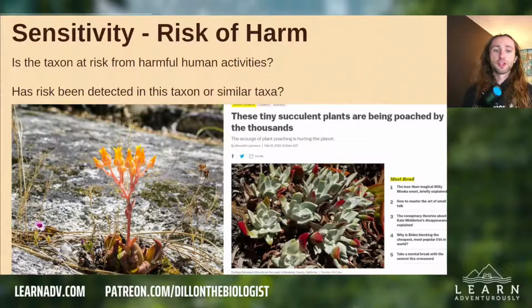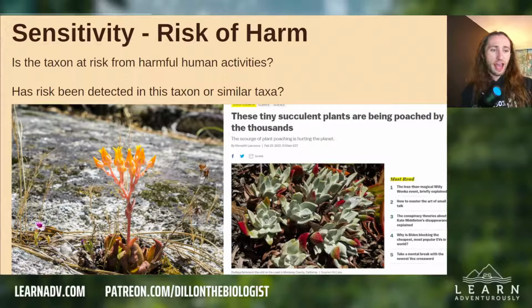The first one is risk of harm. So really, these questions are directly pulled from that GBIF document. So is the taxon at risk from harmful human activities, and has risk been detected in this taxon or similar taxa? So the example I'm using here is Dudleya. These are highly poached through California, and of course, we have a risk of a harmful human activity. Poaching, right? We're taking them en masse. There's thousands and thousands of them. California created a law to actually protect these specifically.